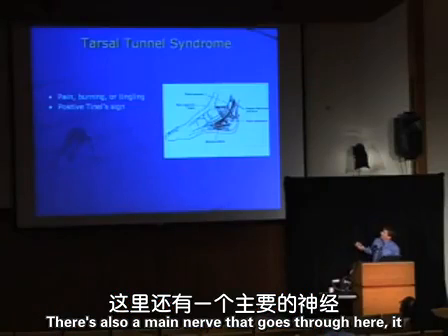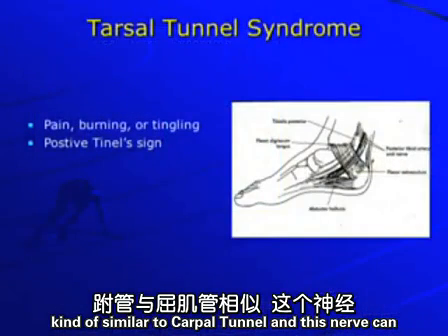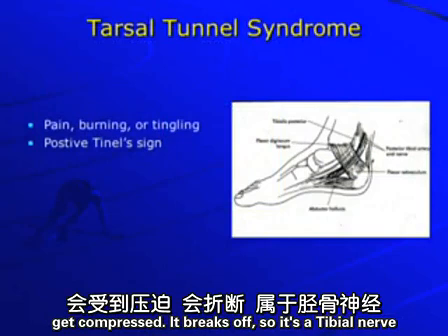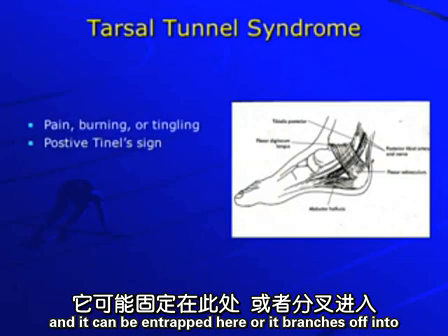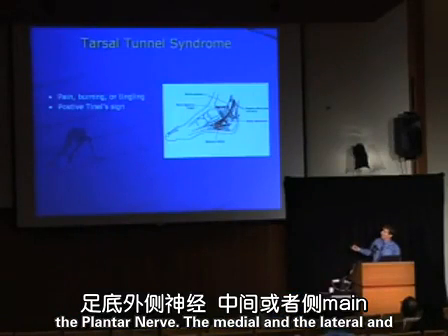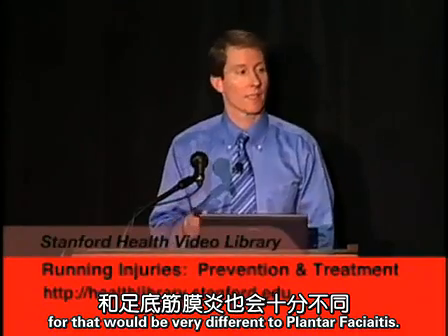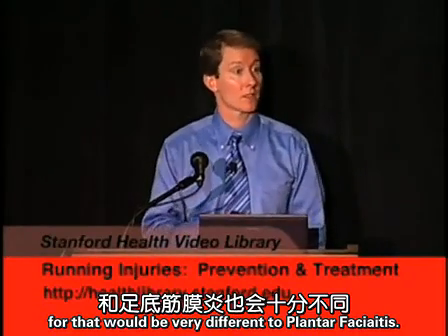There's also a main nerve that goes through here. It goes underneath what's called the tarsal tunnel, kind of similar to carpal tunnel. And this nerve can get compressed. It's the tibial nerve. It can be entrapped here, or it branches off into the plantar nerve, the medial and the lateral. And either of those can also be entrapped. Again, the treatment for that would be very different than plantar fasciitis.